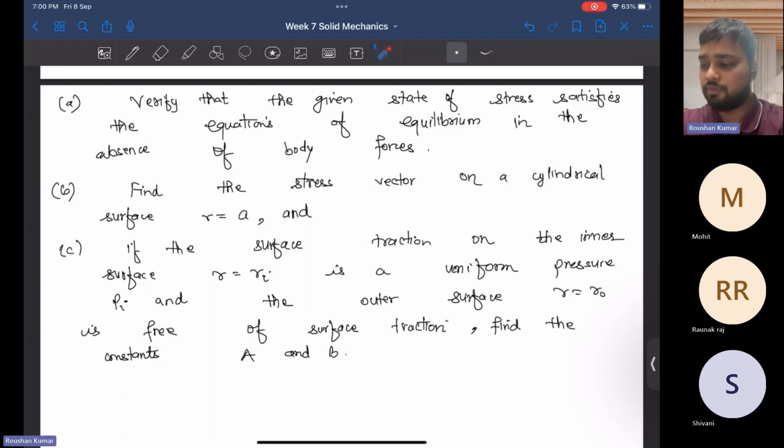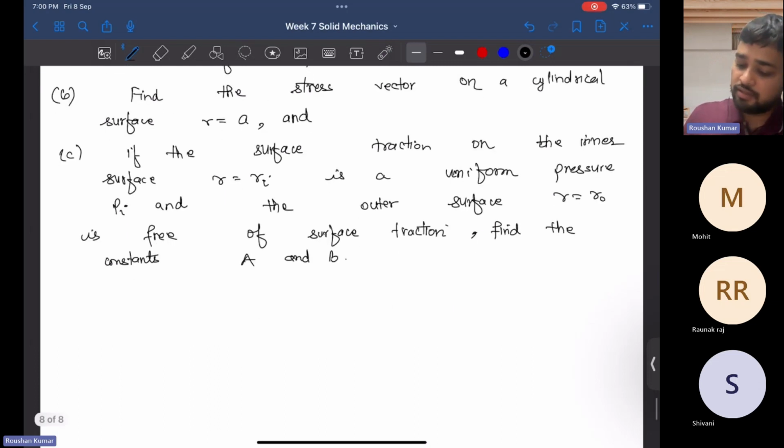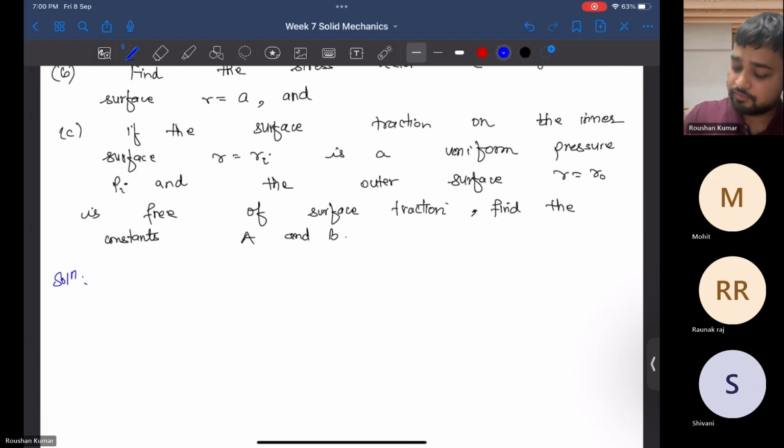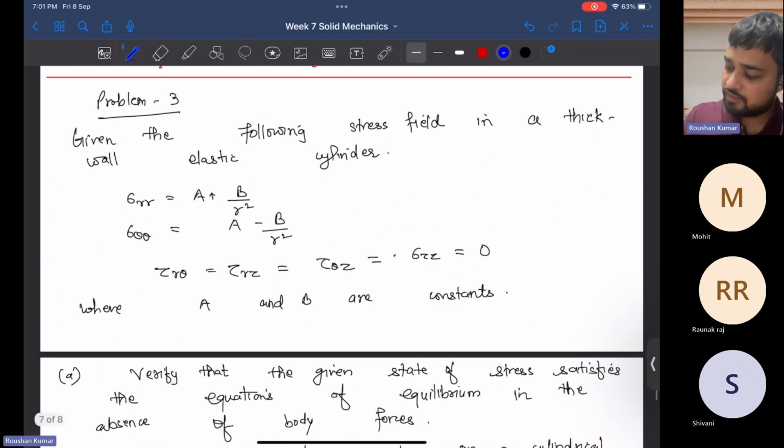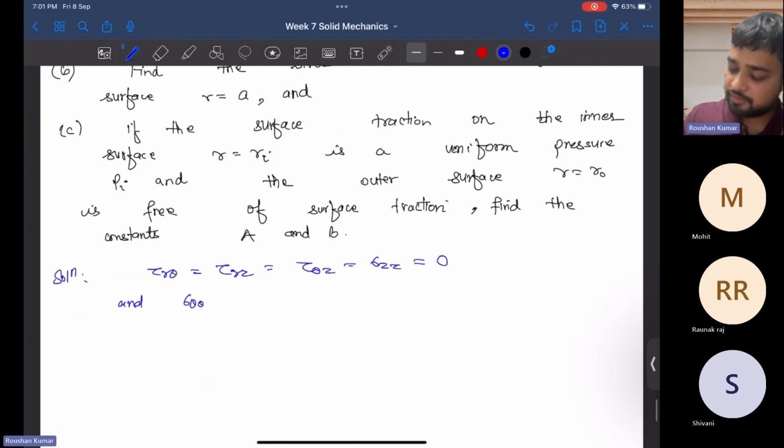The first question is on satisfying equilibrium, so let's begin from here. Solution part of this question. Here tau r theta, tau r z, tau theta z, sigma zz are all 0, and sigma theta theta depends only on r. If you see the sigma r and sigma theta theta expressions, they depend only on r. So we need to check only the r equation of equilibrium.